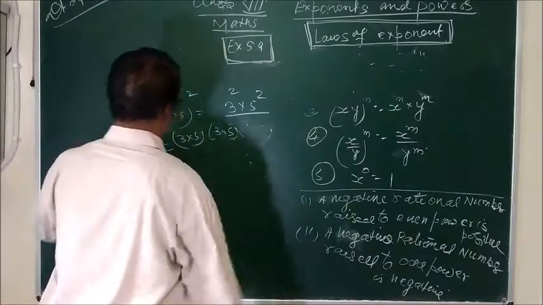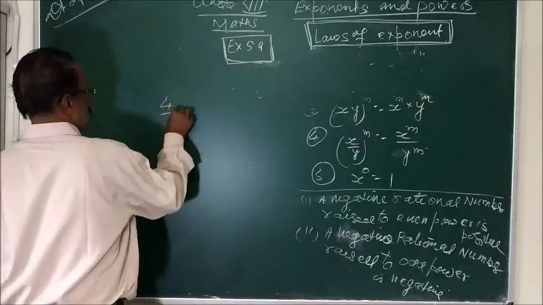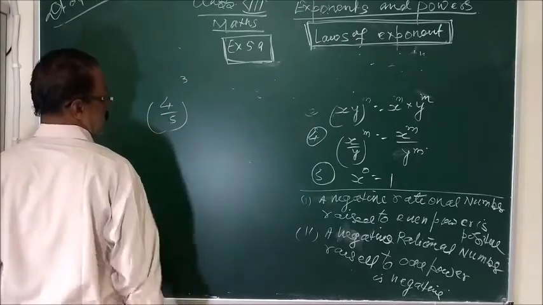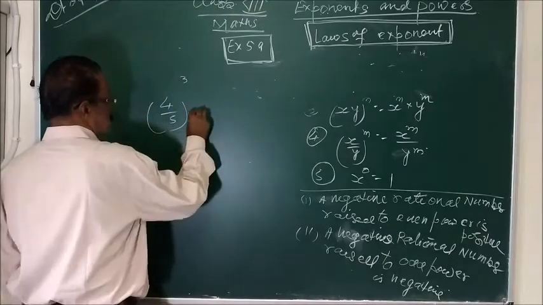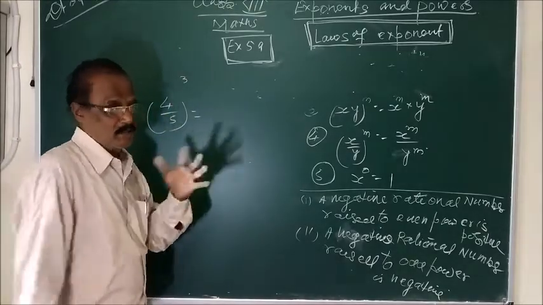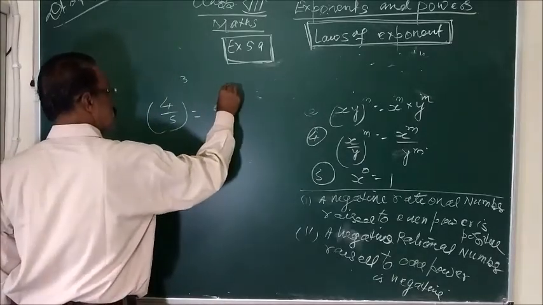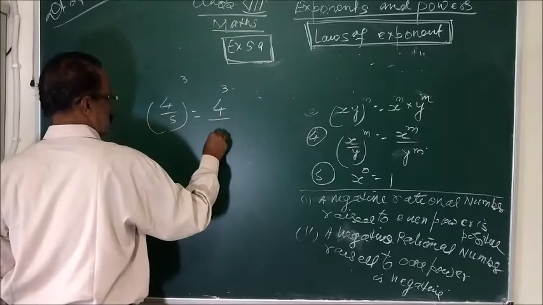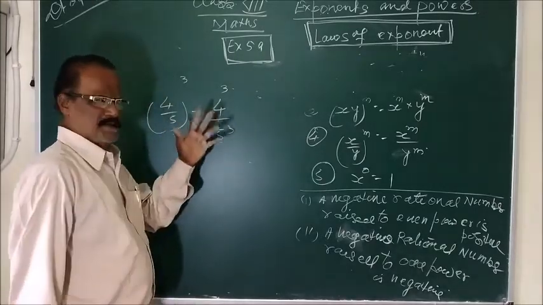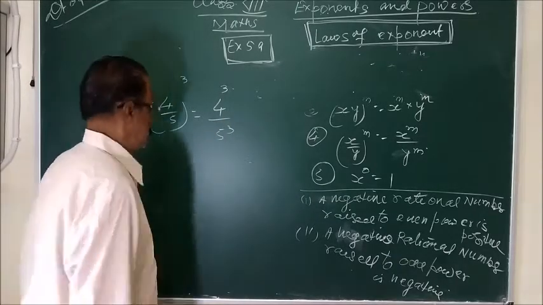And similarly in division, suppose (4 upon 5) whole power 3. So this means this power of 3 is of the numerator and denominator both. So you can separate this into 4 power 3 upon 5 power 3. And now you can simplify it. 4 power 3 means 4 into 4 into 4, and 5 into 5 into 5, and then you will simplify.